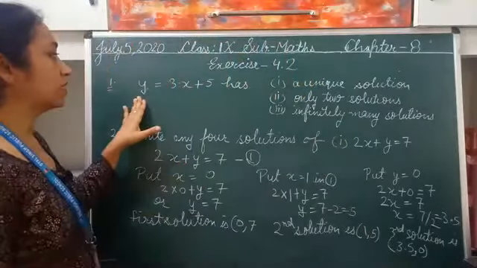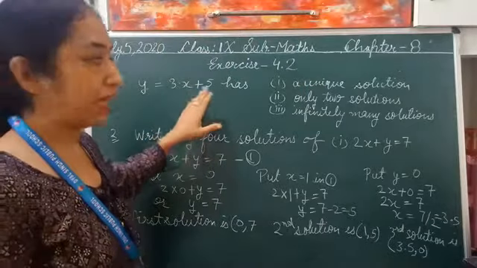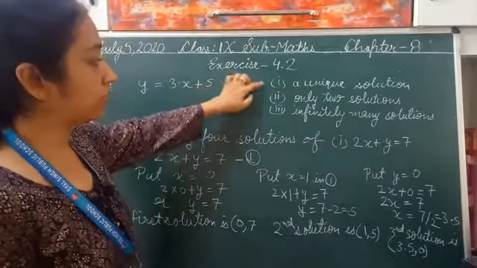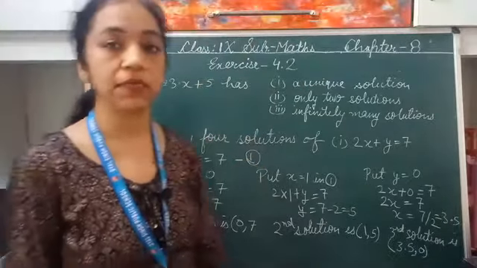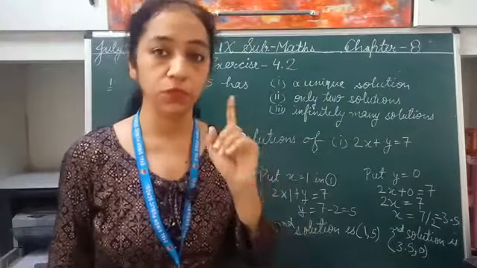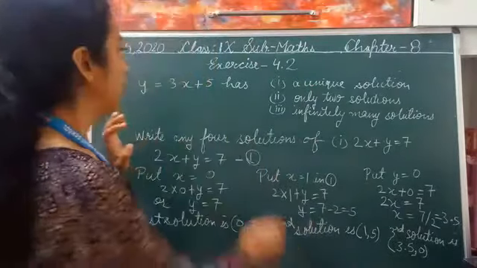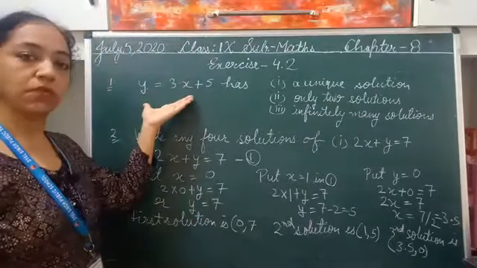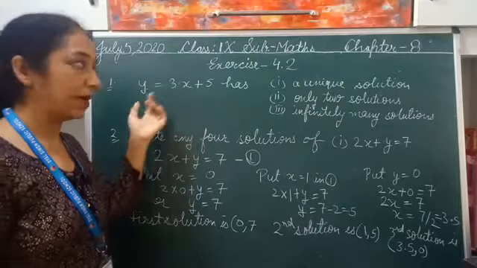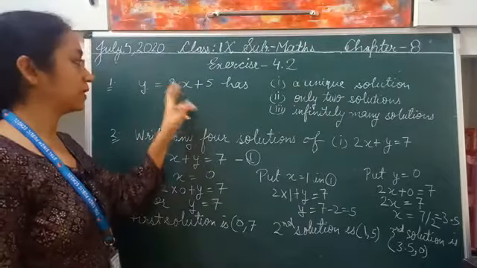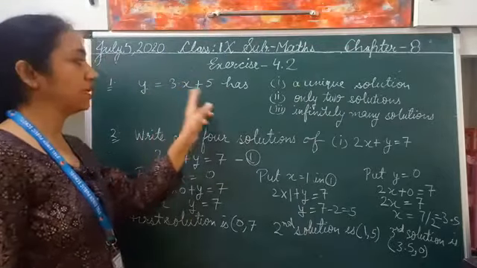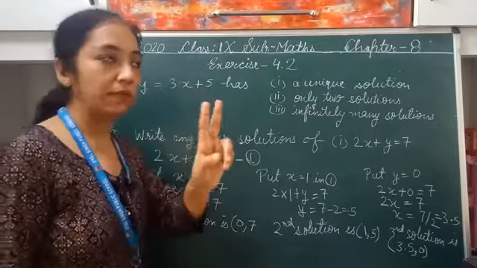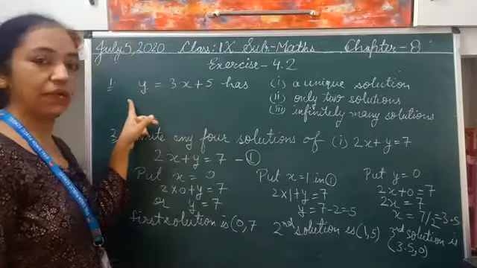Your first question is: y is equal to 3x plus 5 has. You are given three options and we have to choose any one correct answer. Now the equation is y is equal to 3x plus 5. This is a linear equation because the maximum power of the variables is 1. The power of y is 1, the power of x is also 1. So this is a linear equation in two variables because we have two variables x and y.